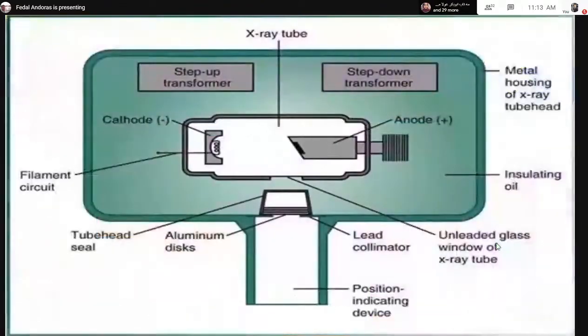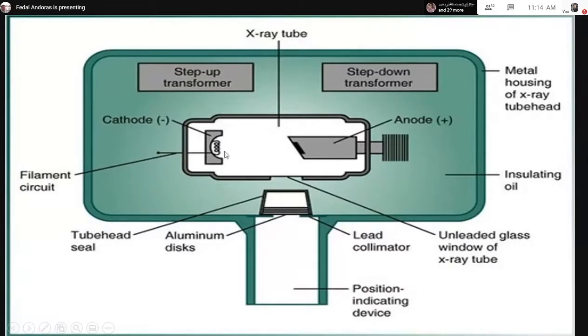So again, as a review, this is the tube head, the step-up transformer, the step-down transformer. This is the cathode, anode, and the window, glass vacuum. There will be oil, and this is the filter and collimator. This is the position indicating device.